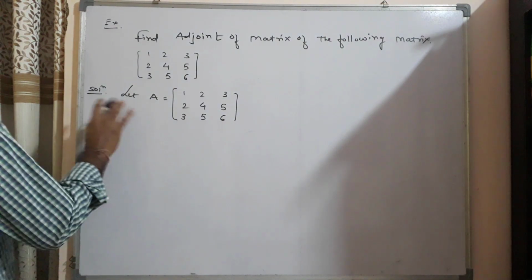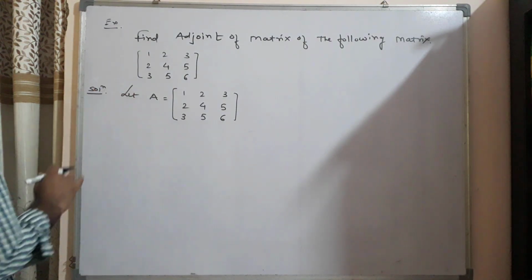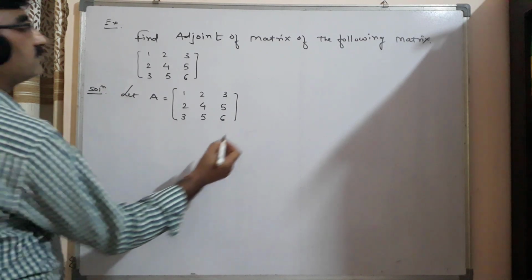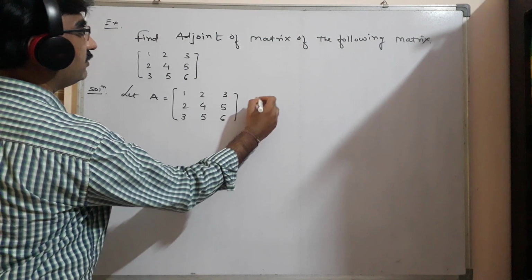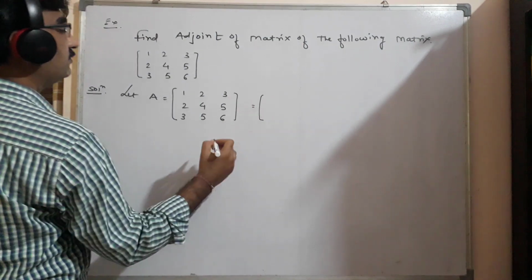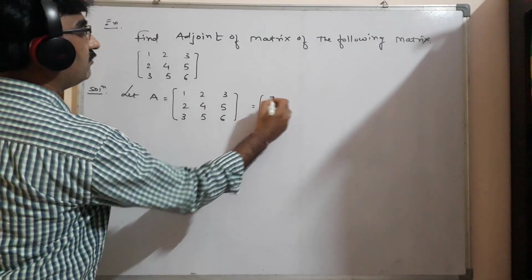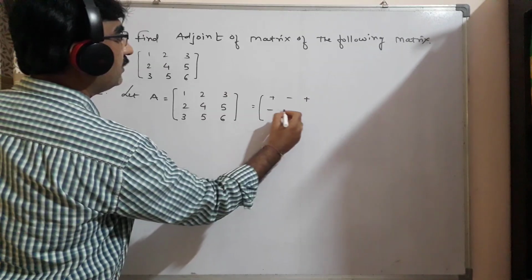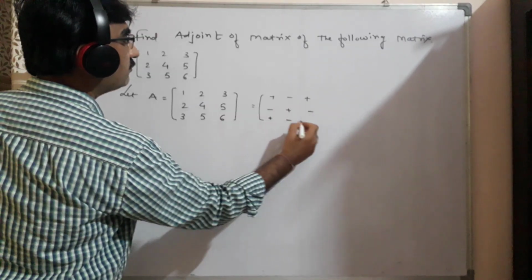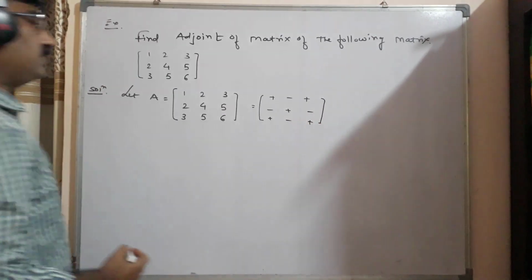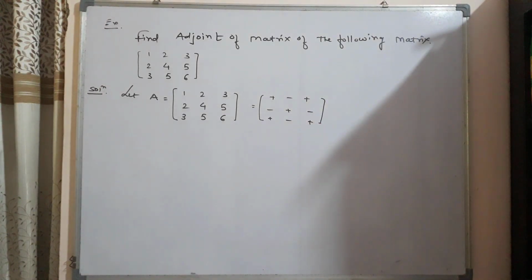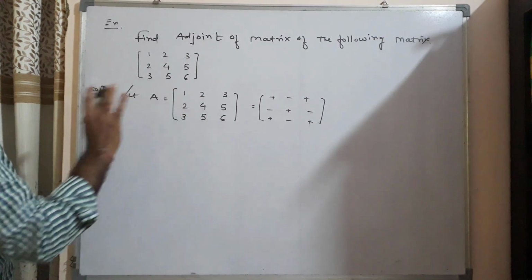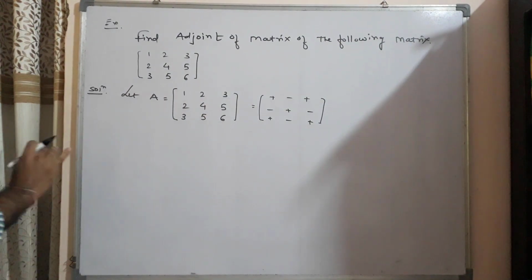Now suppose A is equal to the given matrix. Now here we find out the cofactor matrix. So for cofactor matrix, first we have to see the sign position. What is the sign position of each element? This is plus, minus, plus, minus, plus, minus, plus, minus, plus. So we know the sign position of each element. To find out the cofactor matrix, first we have to find out the sign position.